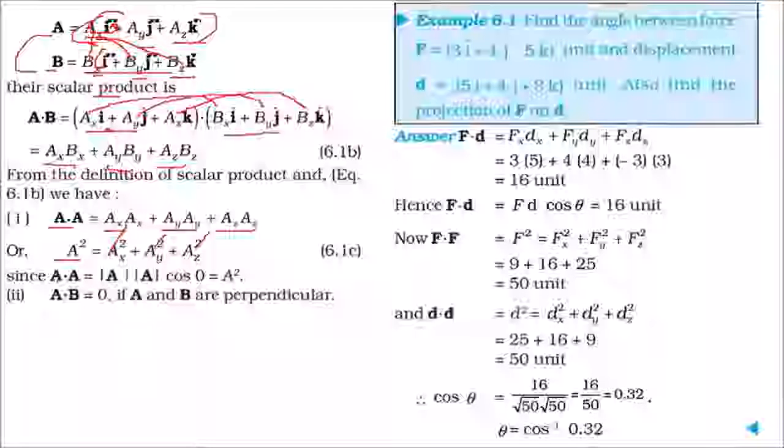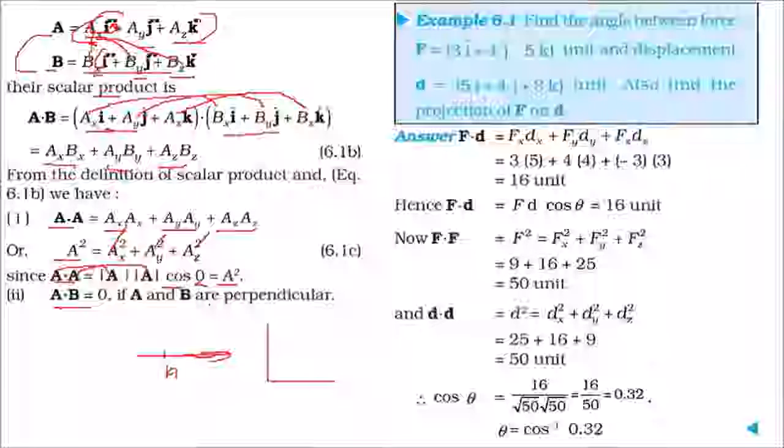So when you take this a dot a, this is simply the magnitude of a times the magnitude of a and cos 0, because we are talking about the same vector. So what is the angle between them? This is 0 degrees. The angle with the same vector is 0 degrees. So you get a square. But if a and b are perpendicular, a dot b is 0. Or we can also say that if a dot b is 0, then they are perpendicular to each other.